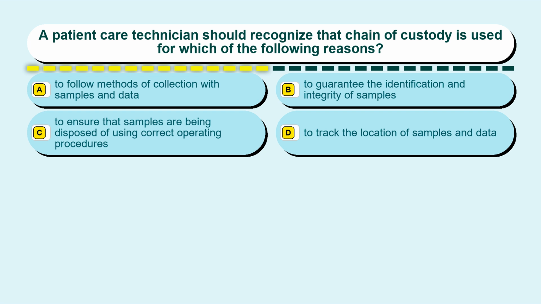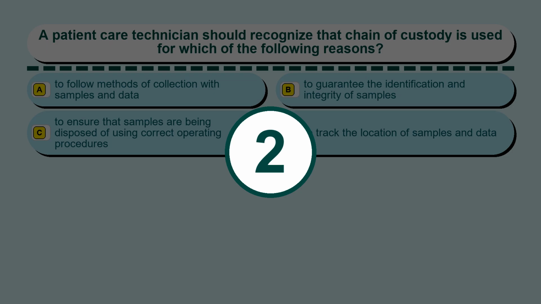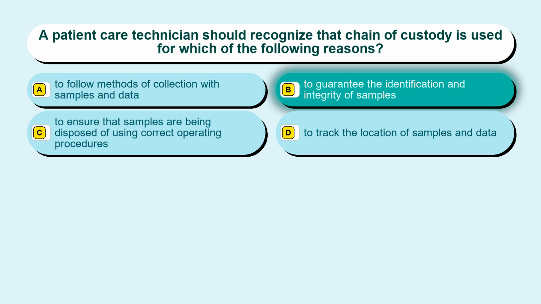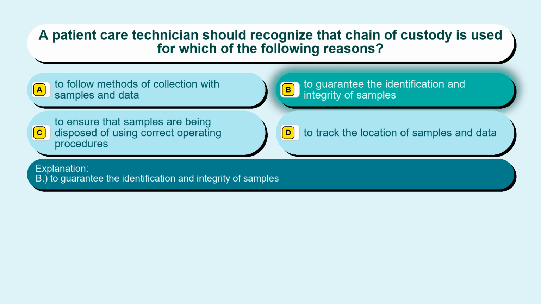Option B, to guarantee the identification and integrity of samples. Option C, to ensure that samples are being disposed of using correct operating procedures. Option D, to track the location of samples and data. The correct answer is option B, to guarantee the identification and integrity of samples.